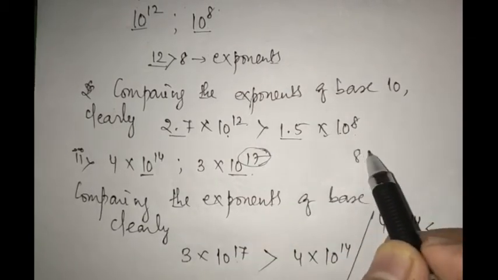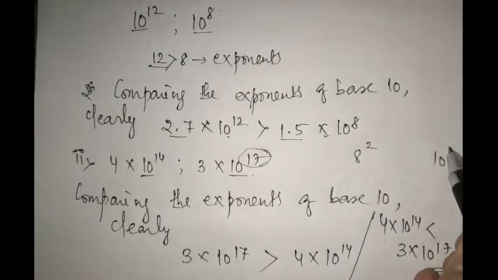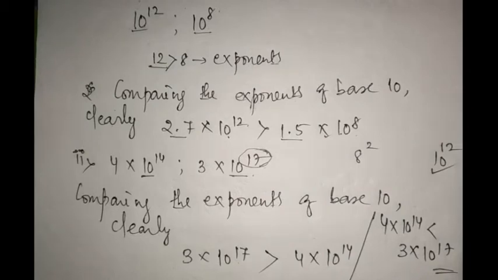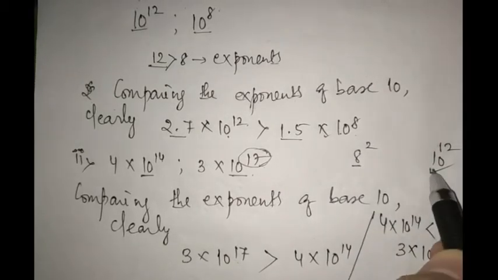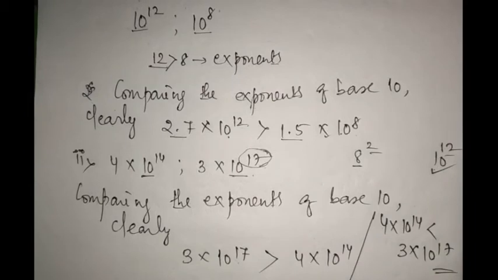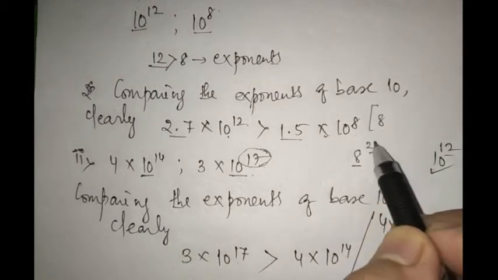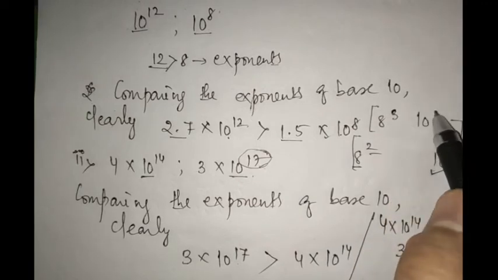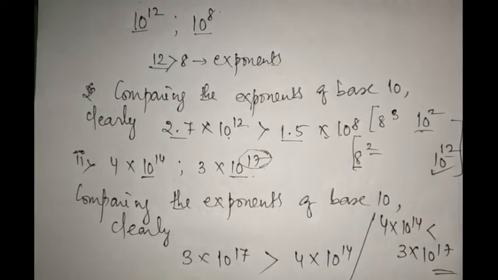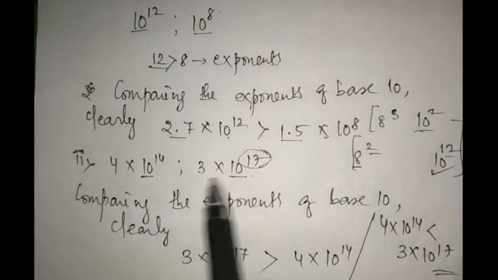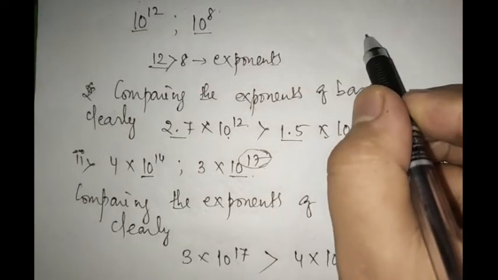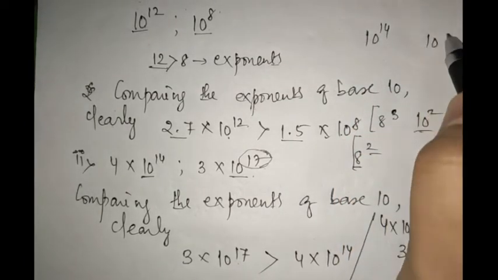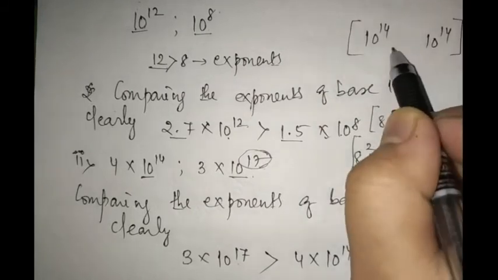If one has 8 to the power 2 and somebody else has 10 square or 10 to the power 12, then you will directly say this one is greater. Why? Because the base is greater, of course, and the power is also greater. Suppose you have 8 cube and 10 square, then of course this is greater, isn't it? If you have the same base and the same exponent, suppose you have 10 to the power 14 and here 10 to the power 14, then what will you say? Both numbers are equal.